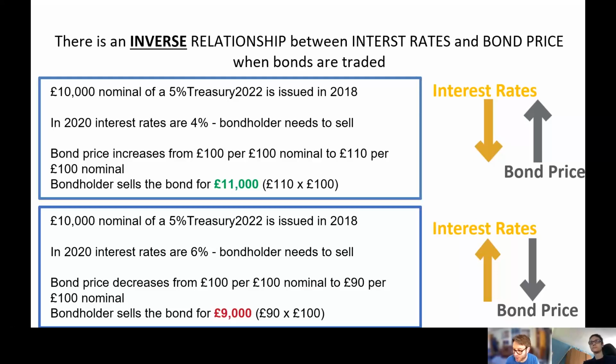It's remembering that there's that inverse relationship. So whatever interest rates are doing in comparison to the coupon of your bond, there'll be the opposite effect on your bond price. If interest rates go down below the coupon of your bond, it's likely that your bond price will go up from its nominal value. And equally, if interest rates go up above the coupon rate, then the price of the bond will go down, probably below the nominal value of that bond. So that summarizes the relationship between interest rates and bond prices.